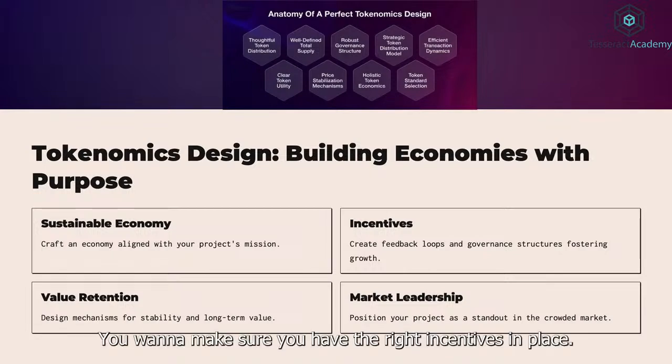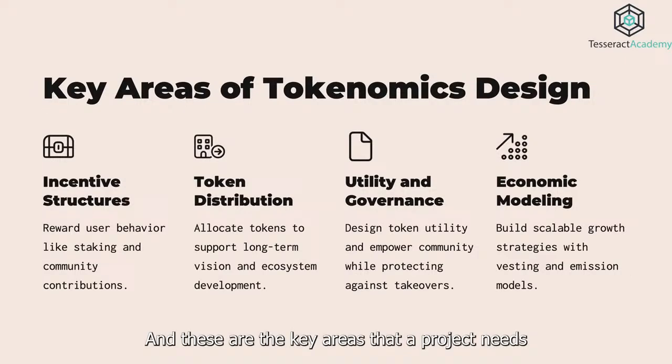You want to make sure you have the right incentives in place. You also want to make sure that the token retains its value, and also that it's a leader in the market, because Web3 can be a very crowded market. These are the key areas that a project needs to take into account when designing tokenomics. First of all, the incentive structures between the different agents of the ecosystem. Then the token distribution. It's important to make sure that the token distribution supports the long-term and the short-term objectives. Utility and governance, especially utility, is extremely important because it's one of the factors that is going to determine the long-term success of the project. And finally, the economic modeling. It's important to make sure that the token economy can scale and then appreciate in value over time.